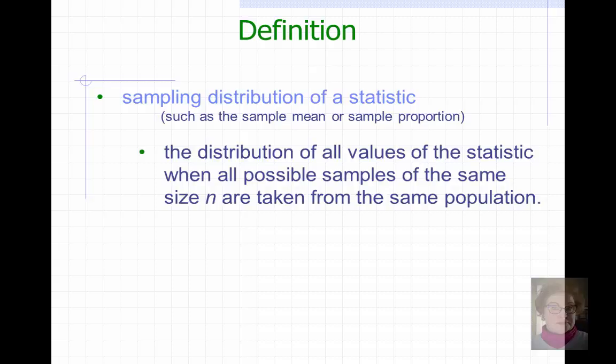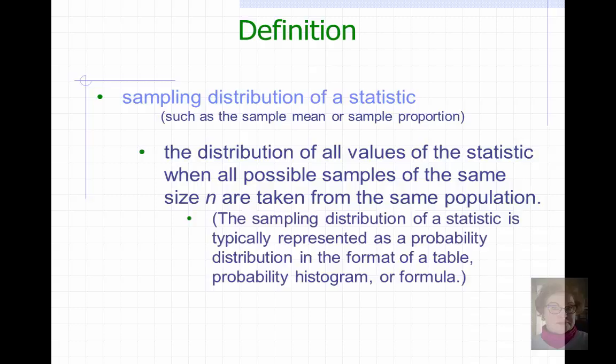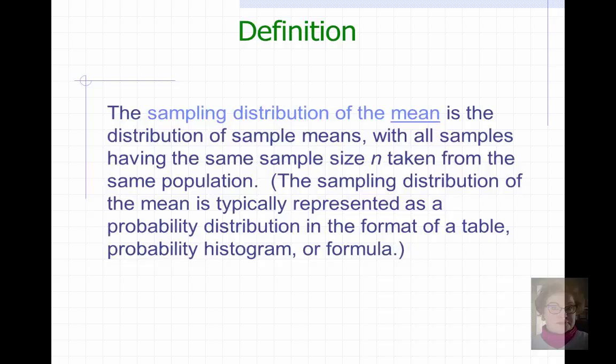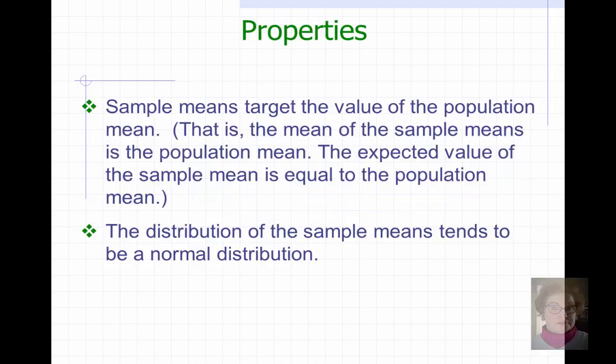So again, we look at all possible samples of the same size from the same population, and we look at that statistic's distribution. So we're going to look at sample means or sample proportions, and we're going to look at how that statistic is represented by a probability distribution. Now, the sampling distribution of the mean is a distribution of sample means, with all possible samples of the same size taken from the same population. And we're going to look at pictures of this in just a second.